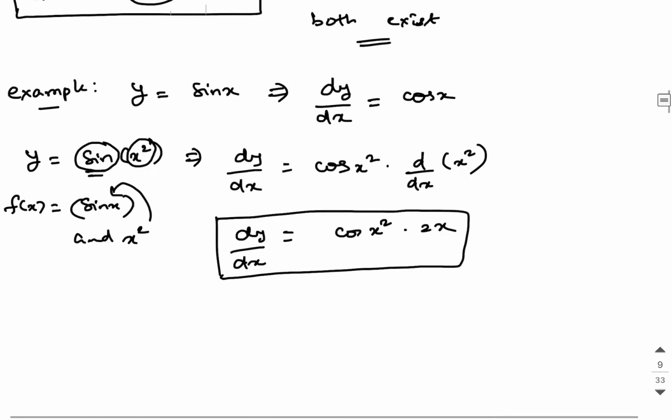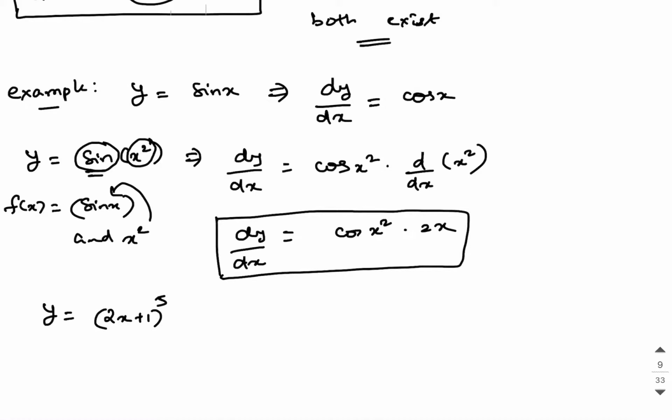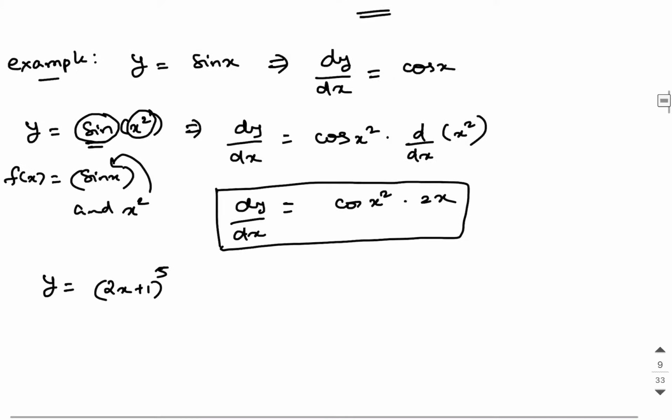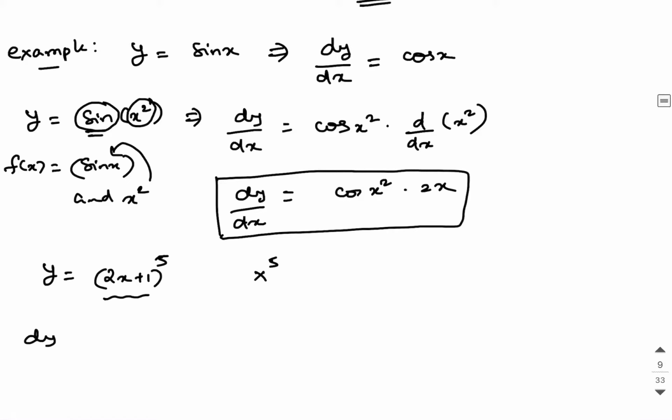Similarly, let's take another example. If they give you a question, y is equal to 2x plus 1 the whole power 5. If you observe, there are two ways to solve this. One is you can apply the binomial theorem, expand it completely, and then solve using normal differentiation. If you want to use the chain rule, there is a composite function. So this 2x plus 1, if I treat it as capital X, then this is going to be capital X power 5.